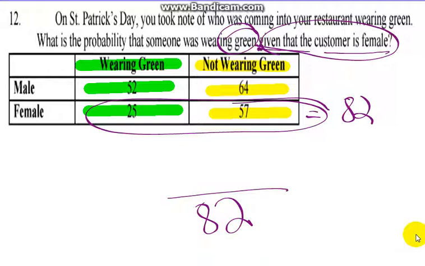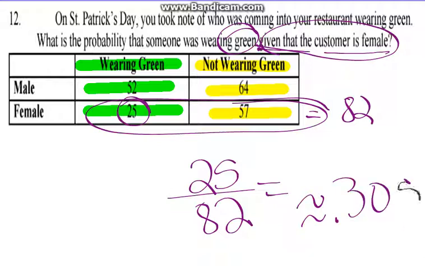So out of those 82, which ones were wearing green? So 25. We had a 25 out of 82 chance. Okay, and again it says to round to 3 decimal places, so that gives us approximately 0.305.